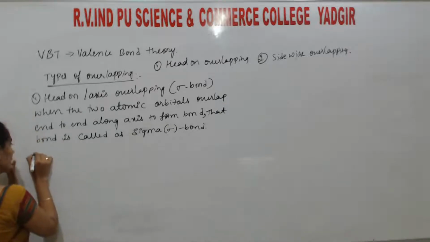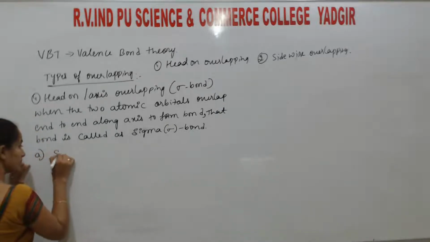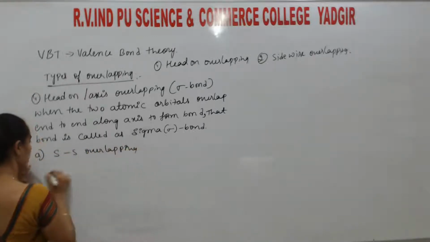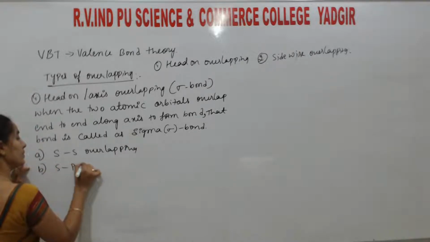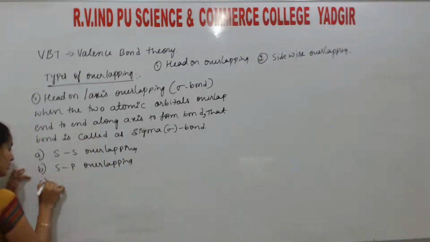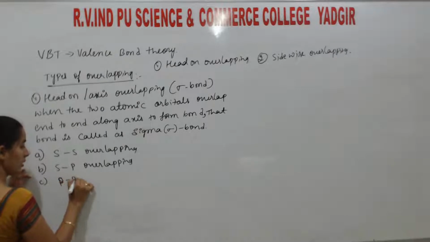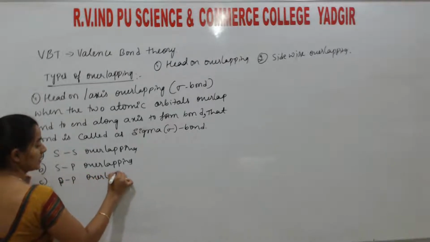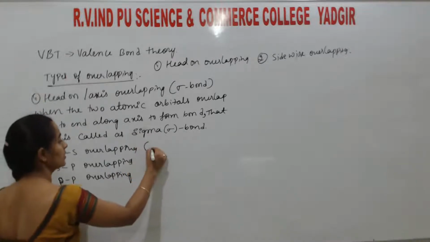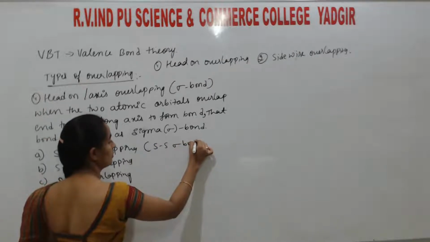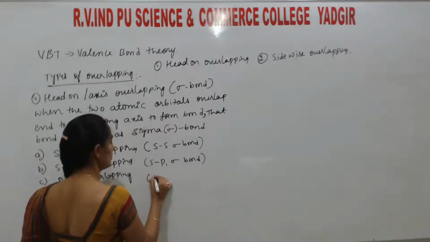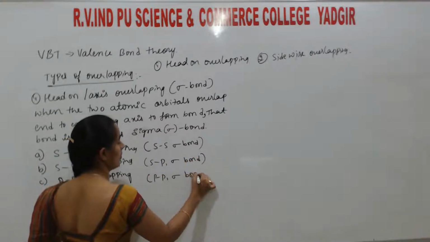So students, in this again there are types. One is SS overlapping. Another one is SP overlapping. The next one is PP overlapping. Especially in head-on overlapping. So this is SS sigma bond. This is SP sigma bond. This is PP sigma bond.